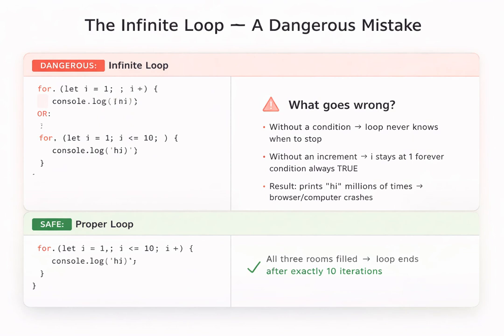So if i starts at 1 and you never add to it, i is always 1, and i less than or equal to 10 is always true. The loop prints hi over and over, hundreds of thousands of times until your browser or computer runs out of resources and crashes. This is called an infinite loop. The fix is simple. Make sure all 3 rooms are filled correctly. The condition must eventually become false, and the increment is what makes that happen by changing the counter value each time.